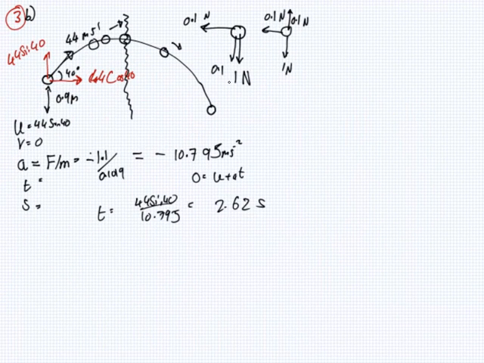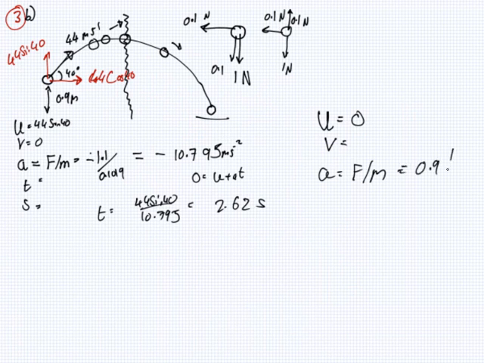Now what's the only difference in the second part? If we look vertically, the U vertically is 0. The V we don't know when it hits the ground. The A we can work out, but this time it'll be 0.9 over 0.1019, which we can work out. The T I would like to know, and the S is something I know here. Oh no, do I know it? No, I don't know it.